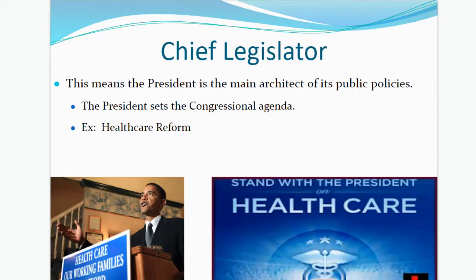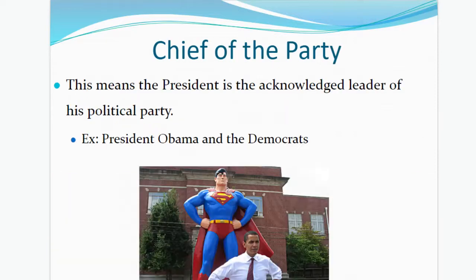The president's also the chief legislator, which means the president is the main architect of public policies. The president sets a congressional agenda, and an example there was with Barack Obama, which was health care reform, which we know as the Universal Health Care Act. A lot of people, to try to give it a negative connotation, call it Obamacare. For those who don't care for it, it's the whole idea of this is the agenda of the president, but he or she has to get Congress on board in order to pass a lot of these different agendas.